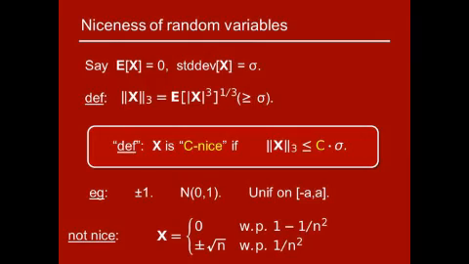Let's make it, oh, I meant to take out the quotes here. This is a real definition. Let's say x is c-nice if its third norm is bounded by c times its standard deviation. Most non-ridiculous random variables that you come across are relatively nice.